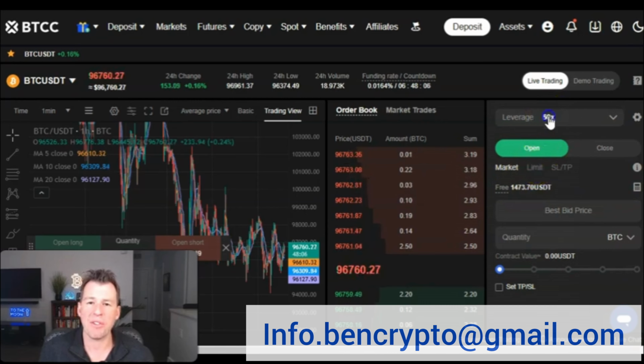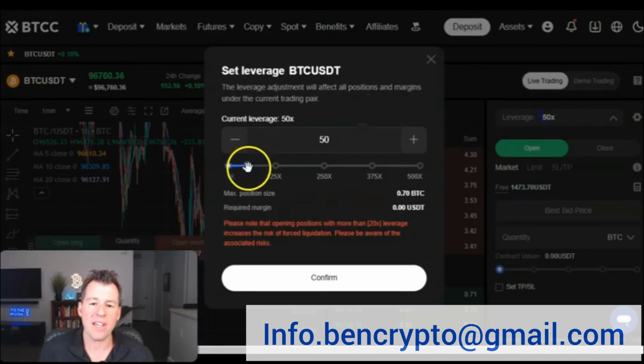Now let's move up to the leverage tab right here. BTCC offers leverage spanning from 1x all the way up to 500x. The higher the leverage, obviously the higher the reward, but the higher the risk. Lower leverage means the lower the potential reward, but the lower the risk.